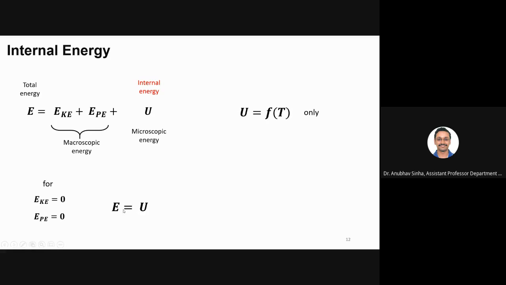Is this clear to everyone? Any questions on this? Fine, I will move ahead.